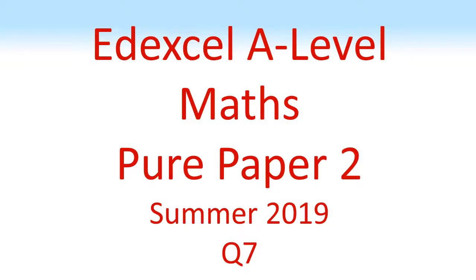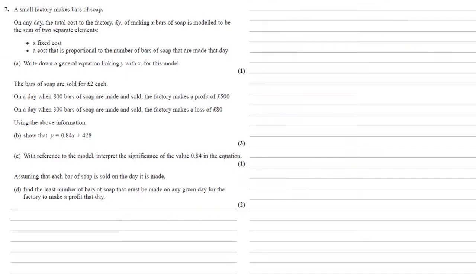Edexcel A-Level Maths, Pure Paper 2, Summer 2019, Question 7. A small factory makes bars of soap. On any day, the total cost to the factory, Y pounds, of making X bars of soap is modelled to be the sum of two separate elements. These are a fixed cost and a cost that is proportional to the number of bars of soap that are made that day.